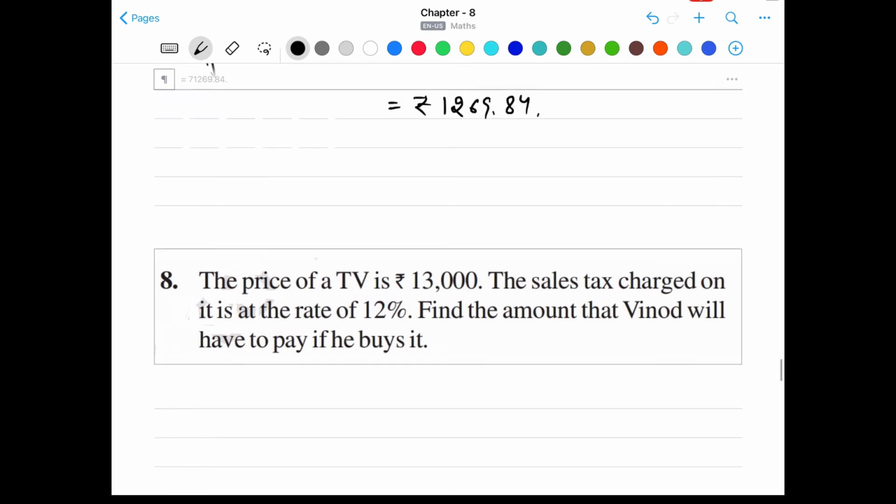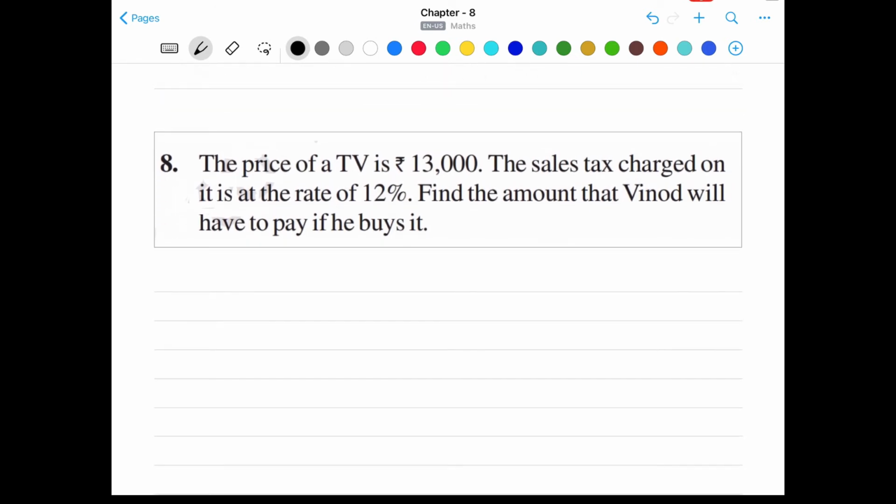It says the price of a TV is 13,000. The sales tax charged on it is at the rate of 12%. Find the amount that Vinod will have to pay if he buys it. The price of the TV is 13,000 and the tax is charged at 12%. So that's the marked price, and on it the additional 12% tax will be charged. So the billing amount that Vinod has to pay will be the selling price plus 12% tax. Okay, so let's write the answer number 8.